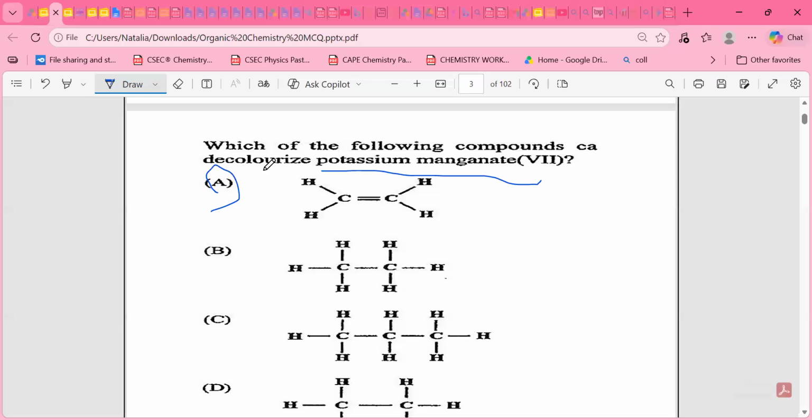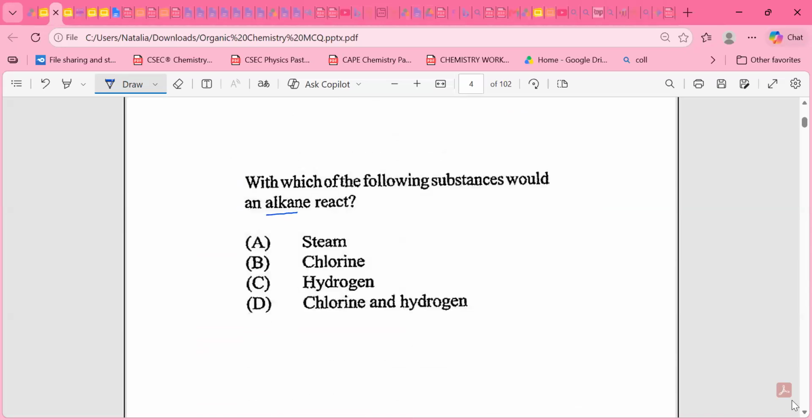Which of the following compounds can decolorize potassium permanganate? The two organic compounds that react with potassium permanganate are alcohol and alkene. So A is an alkene, so we select A as our response. Which of the following substances can react with an alkane? Alkanes undergo 3 reactions: cracking, reaction with oxygen, and halogenation. We are seeing a halogen here, so the answer is B.